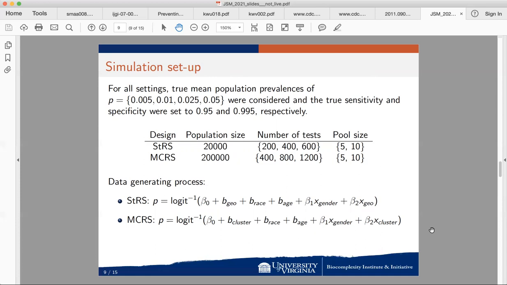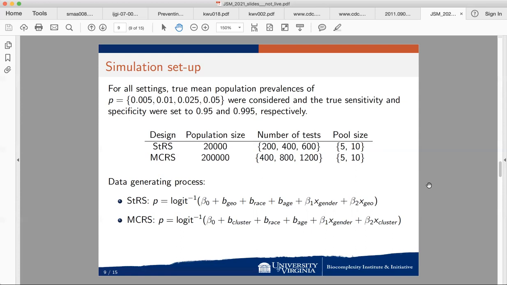The other design that we considered was multi-level, multi-stage cluster random sampling, where the population size is 200,000. We considered 400, 800, 1,200 tests with pool sizes of 5 and 10. As to how we generated the data for the stratified sampling design, we assumed that the prevalence was generated by this inverse logit function, where we have the intercept term, random intercepts for the geographic stratification variable, race, age, a covariate for gender, as well as a geographic level covariate.